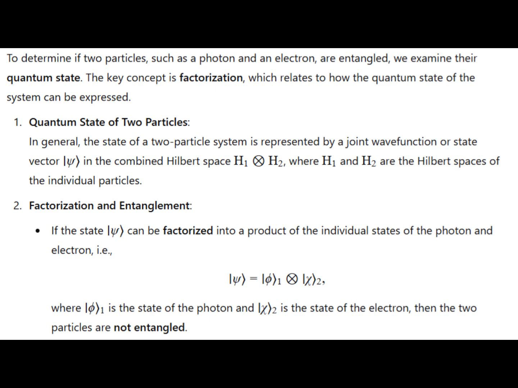Factorization and entanglement. If the state ket psi can be factorized into a product of the individual states of the photon and electron, i.e., ket psi equals ket phi sub 1, tensor, ket chi sub 2, where ket phi sub 1 is the state of the photon and ket chi sub 2 is the state of the electron, then the two particles are not entangled.